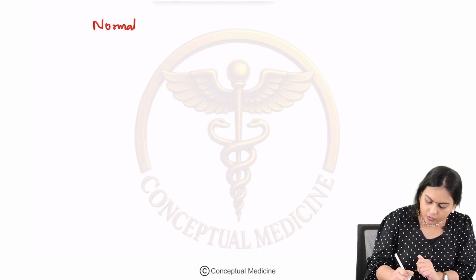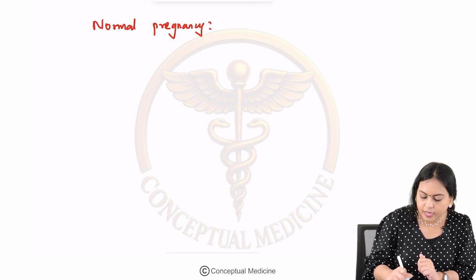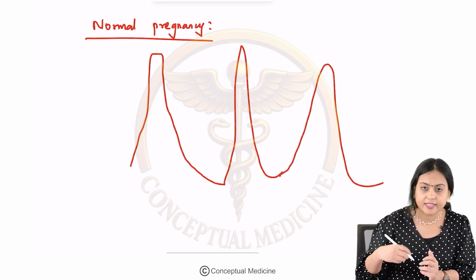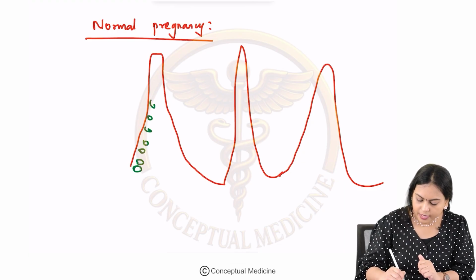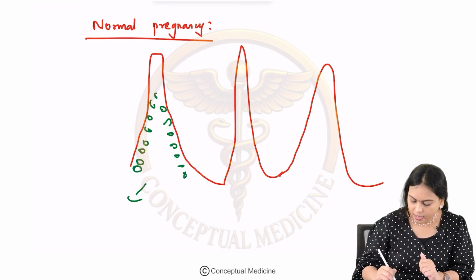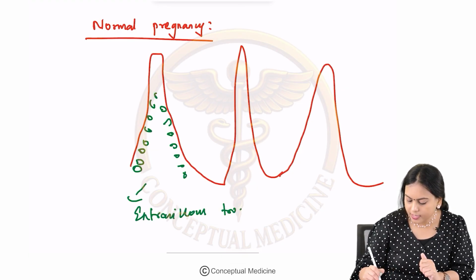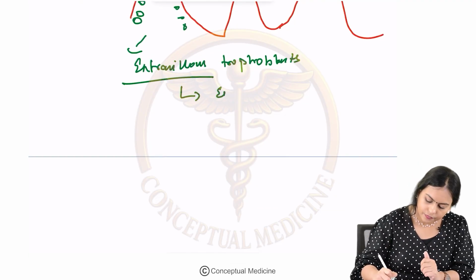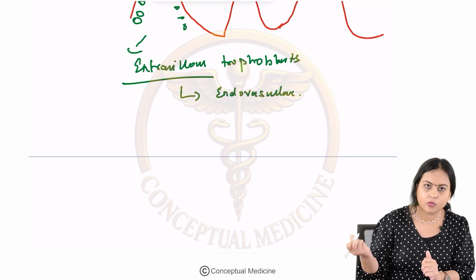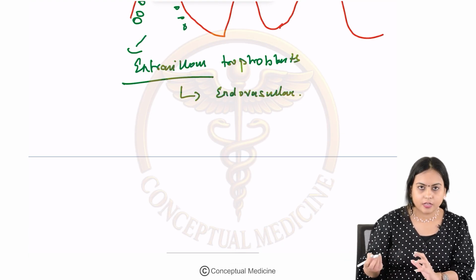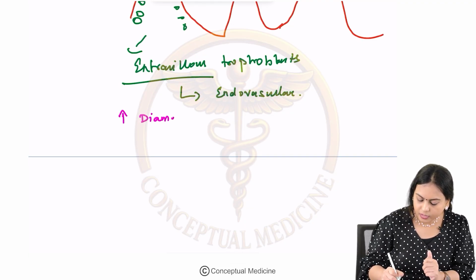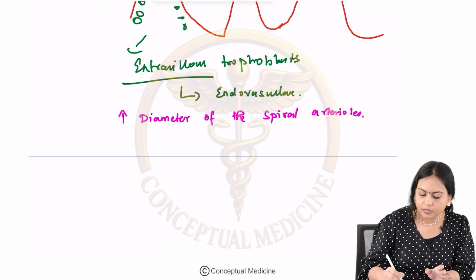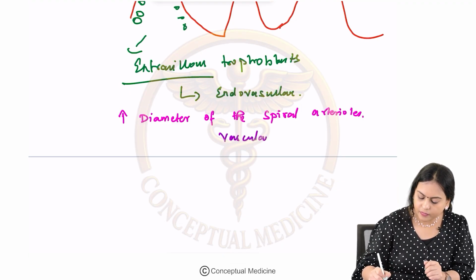First we will see what is going to happen in normal pregnancy. So, in a case of normal pregnancy, there are maternal spiral arterioles. These maternal spiral arterioles are going to be invaded by the extravillous trophoblast, and in extravillous trophoblast it is specifically the endovascular trophoblast. So, this invasion is going to increase the diameter of the spiral arterioles. And this is called vascular remodeling.